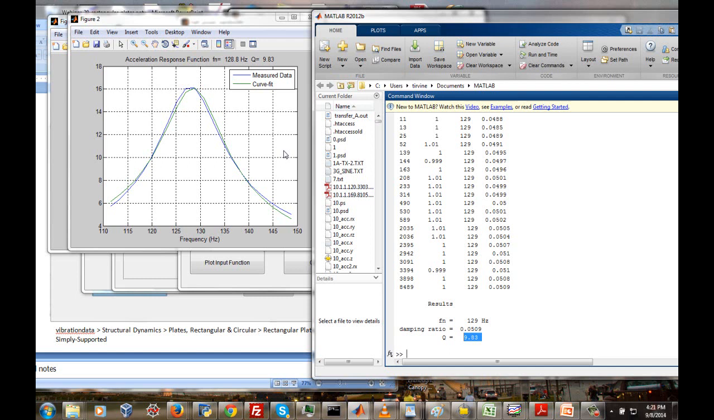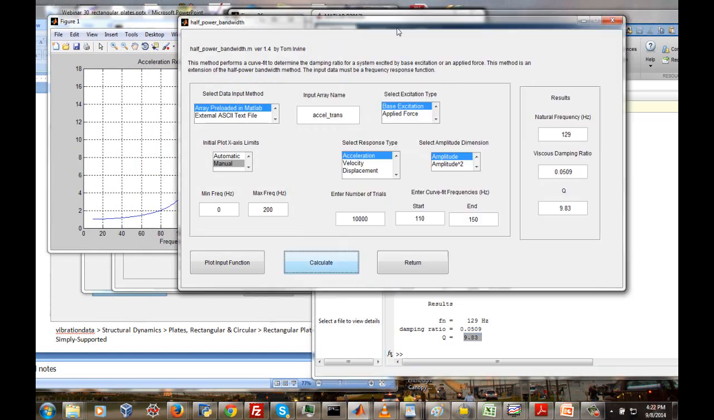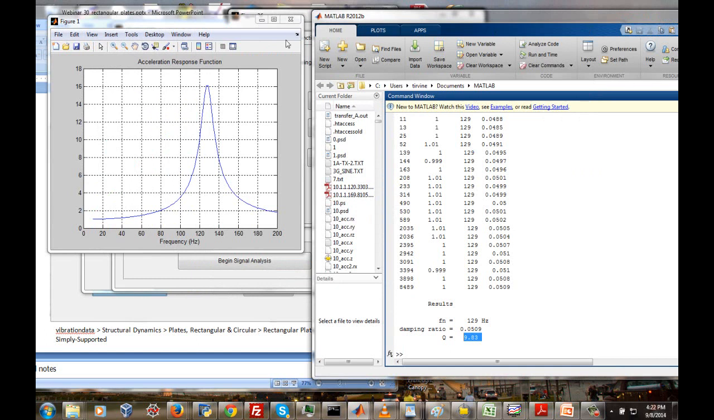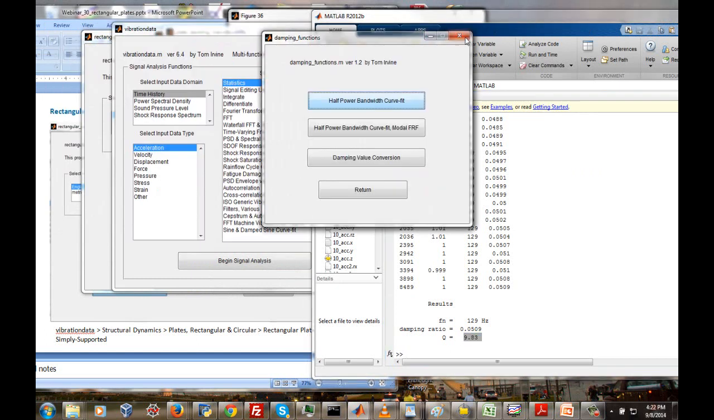And just another caveat about damping: don't spend hours and hours trying to refine your damping estimate to the third significant digit. That is not time well spent. If we can get within a couple percentage points of what the true damping is, we are satisfied. Okay, I think I've probably covered everything I wanted on the simply supported plate.